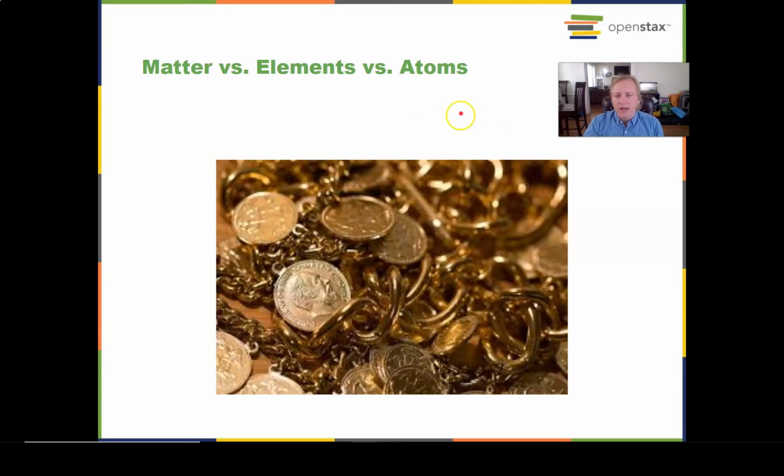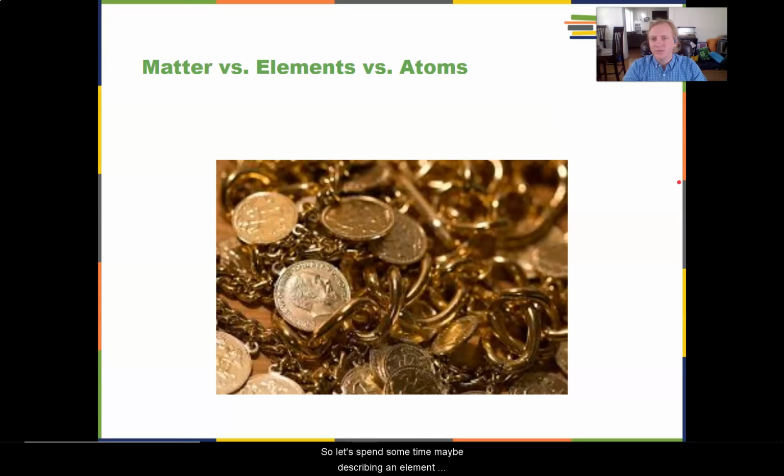So an atom is the fundamental unit of an element. If you have a bunch of gold, which is an element, you can break it down to one atom of gold, and that is the smallest amount of gold that you can have. You can't have any less than one atom of gold, because if you had less than an atom of gold, it wouldn't be gold anymore. So an atom is the smallest unit that you can break an element down into.